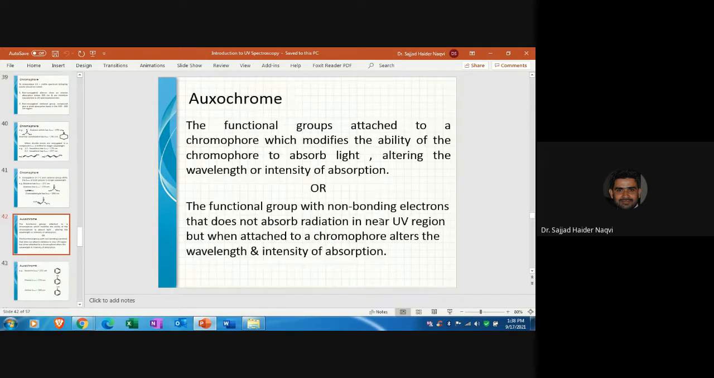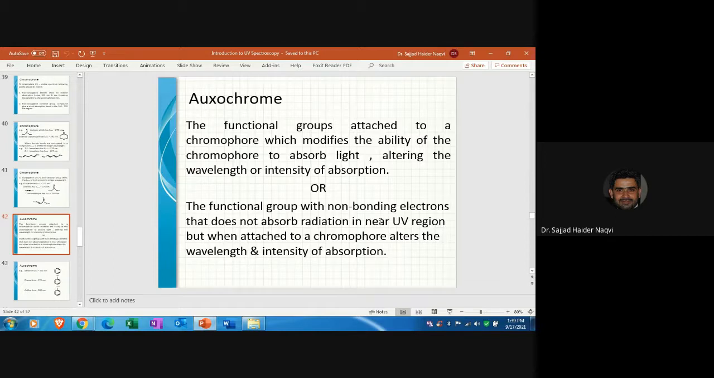The next term that we're going to discuss is oxochrome. Now, what are oxochromes? The functional groups which are attached to a particular chromophore. As a result of that, it modifies the ability of the chromophore to absorb light. So we know that chromophores themselves have the capacity to absorb light. That's why we call them chromophores. But there are certain functional groups which, when attached to the chromophore, will affect or alter its capability of absorbing light. That's what we call oxochrome.